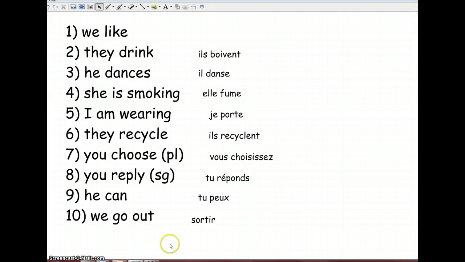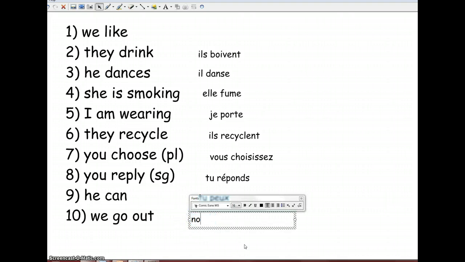So I hope you have understood a little bit better how to do some of these verbs, and now we'll be able to have a go doing them on your own.